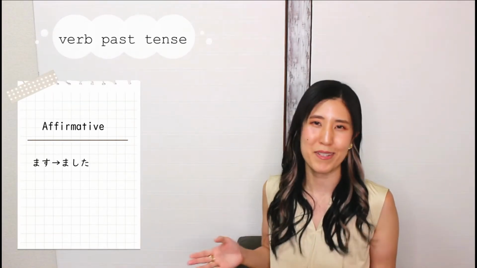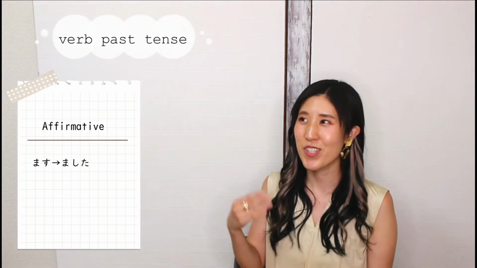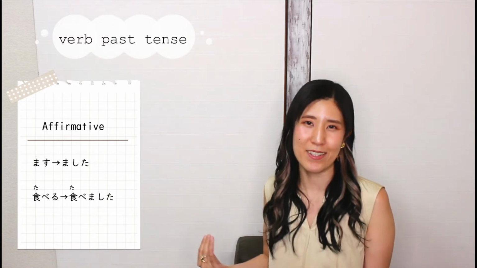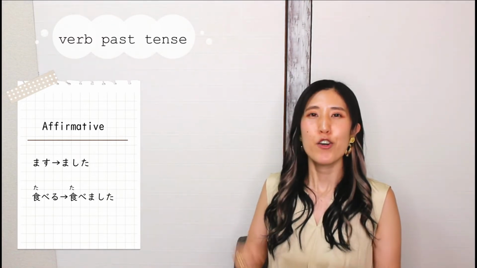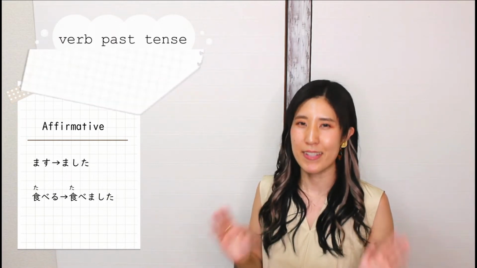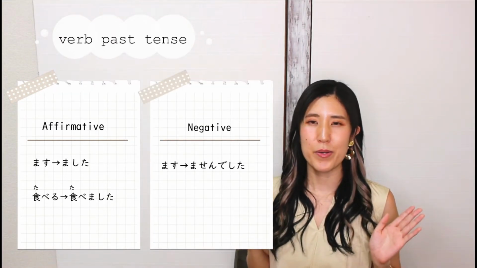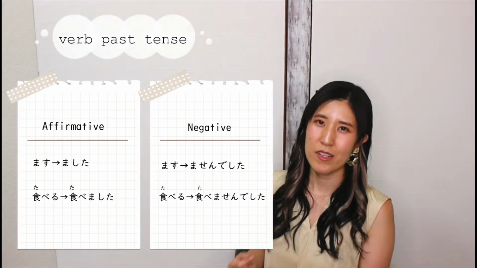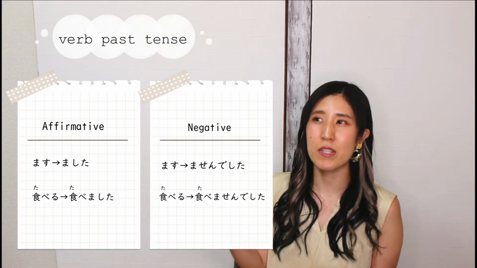Today, let's learn how to conjugate to past tense. Past tense affirmative, past tense negative. Okay, it's very easy. Past tense, ました. So you just change it from ます to ました. So 食べる can be 食べました. I ate. 食べました. For negative, ませんでした。So, 食べませんでした。So, it's also easy because 食べません is negative.